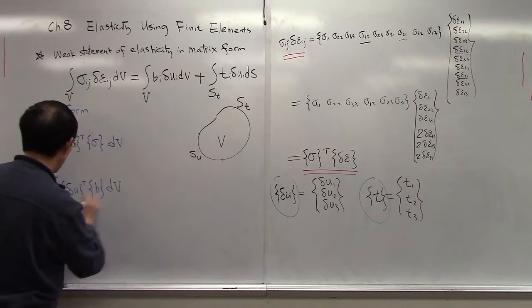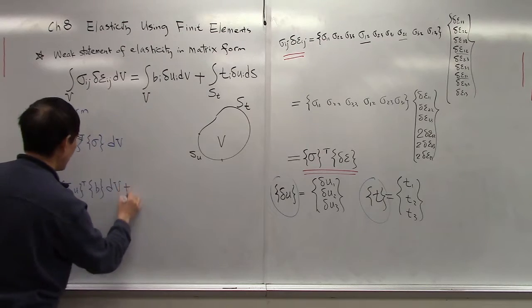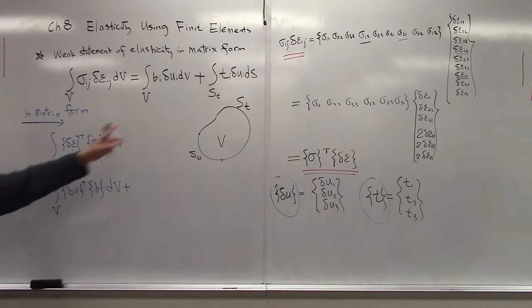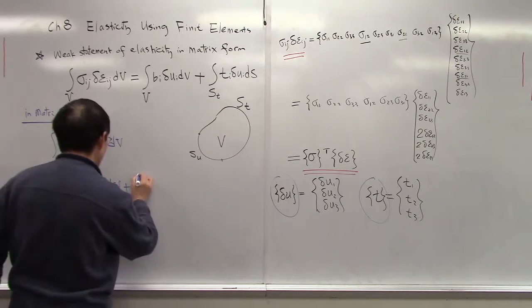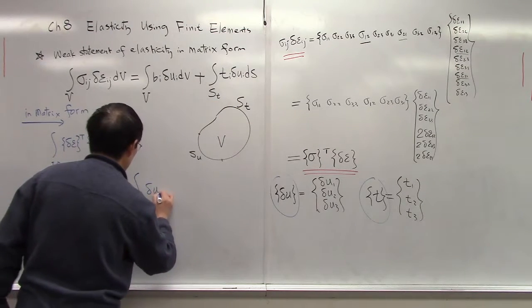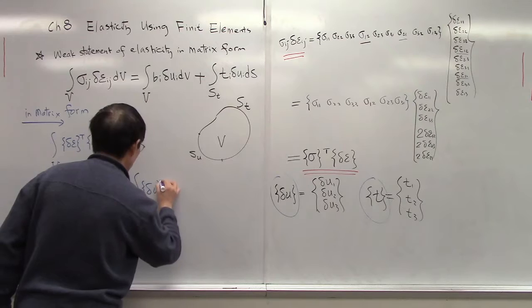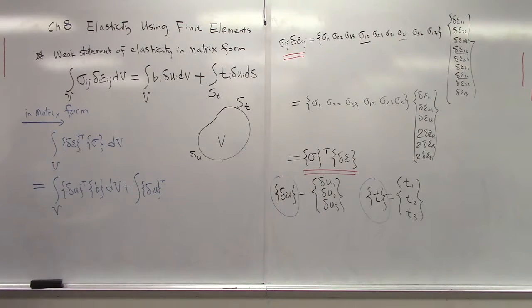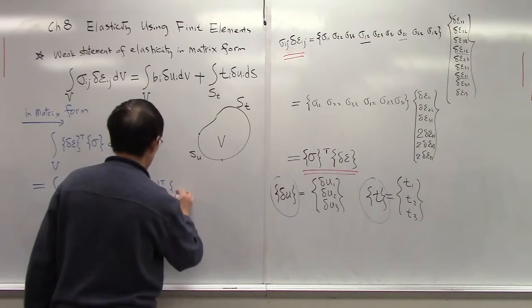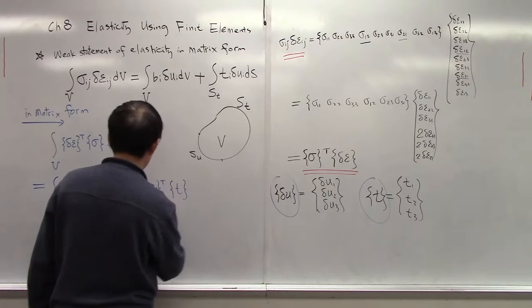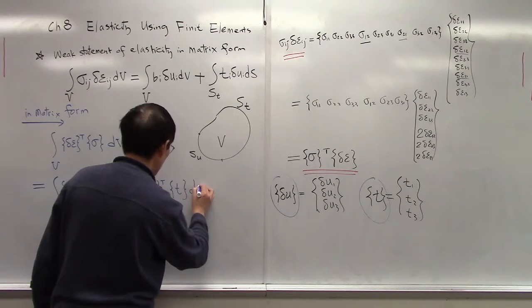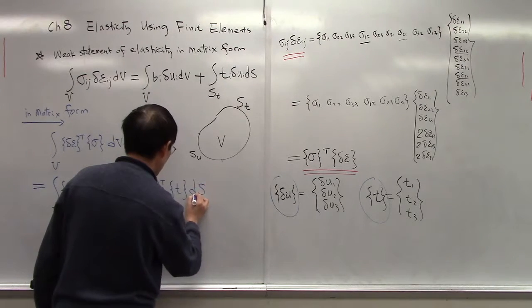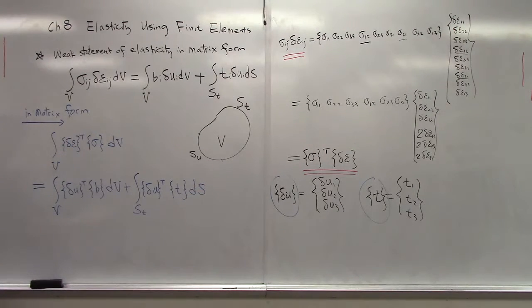Integrate over volume plus, and here similarly traction times displacement. I will put displacement in front, so I have delta U transpose, which is a row vector times surface traction T, and then integrate over traction boundary, okay?